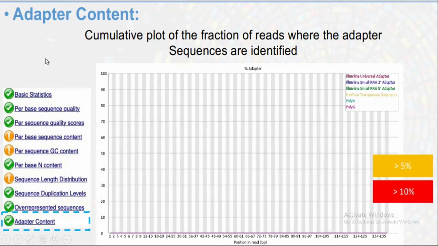Because it is not an actual read, it does not code anything. So when it is present in our sequence, it should indicate some issue, so it should be removed. In my FastQC report here there are no adapters, so it is green. If adapter content is more than 5%, it should be a warning, and if it is more than 10%, it should give an error. So this was about adapters.